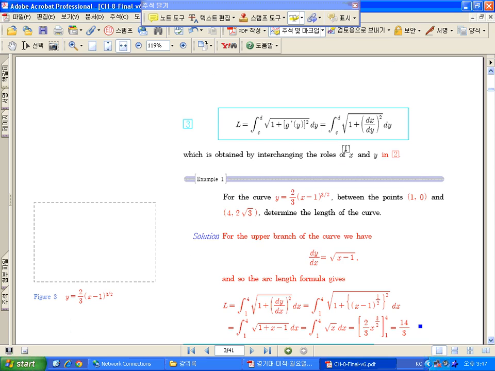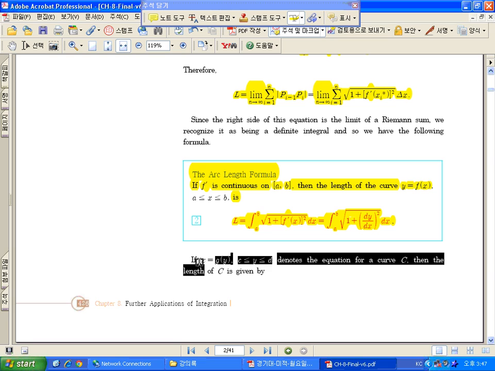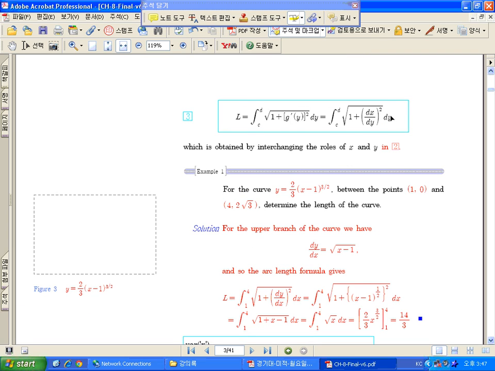That's what you have learned in high school. Okay. If the function is written as x equals g of y, if x is a function of y and y is between c and d, and this function denotes the equation for the curve C, then the length of curve C can be written in the same form, with g prime of y and dy, from c to d, instead of f prime of x dx from a to b. So this is the function in terms of y, and the earlier one is when f is a function of x, and this function g is a function of y. That's the two forms, obtained by interchanging the roles of x and y. That's the only difference.